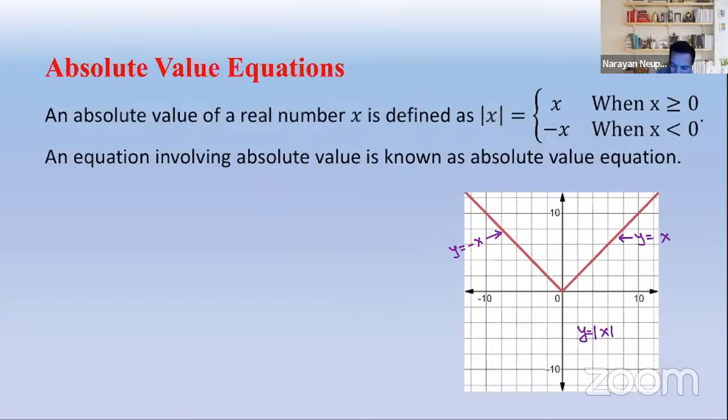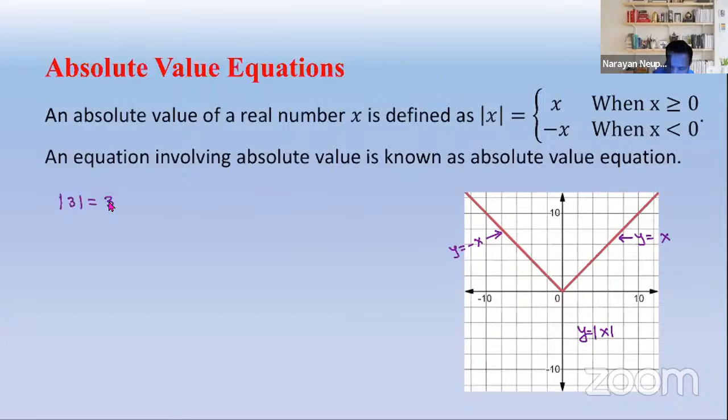For example, let me write here. If I need the absolute value of 3, 3 is a positive number, it's greater than 0. You can see if it is greater than 0, the value is exactly equal to this x, whatever x is. So in this case, the absolute value will be equal to 3.